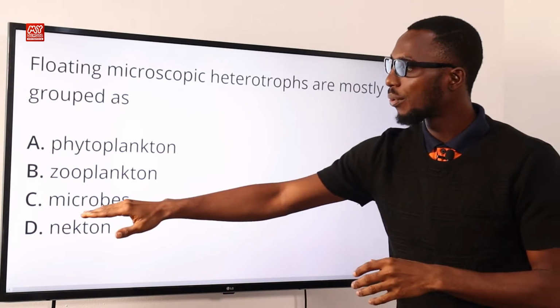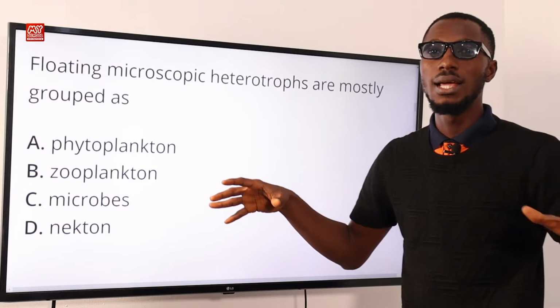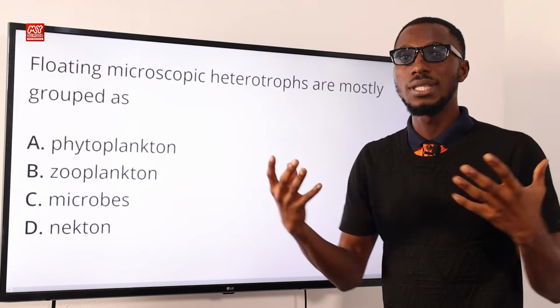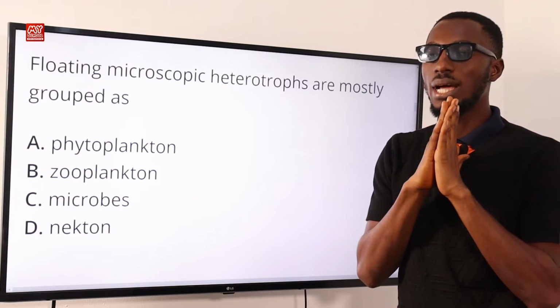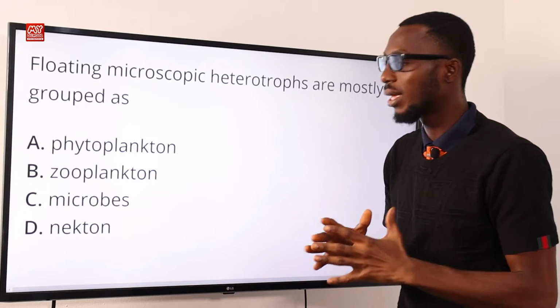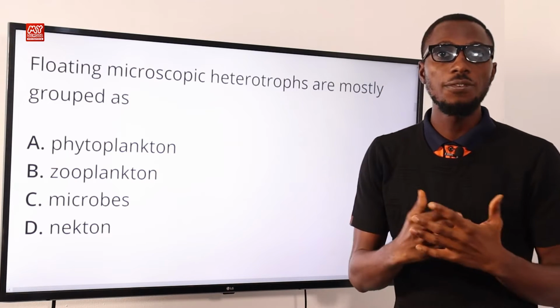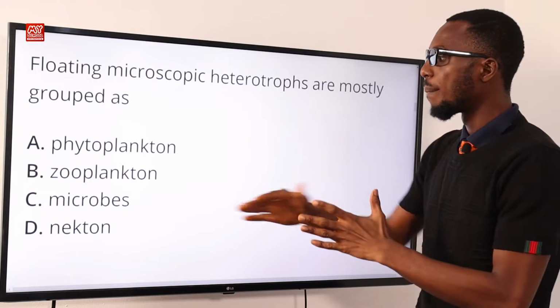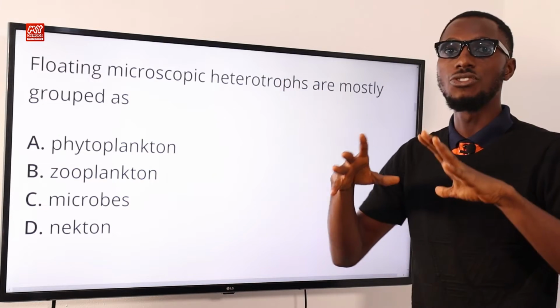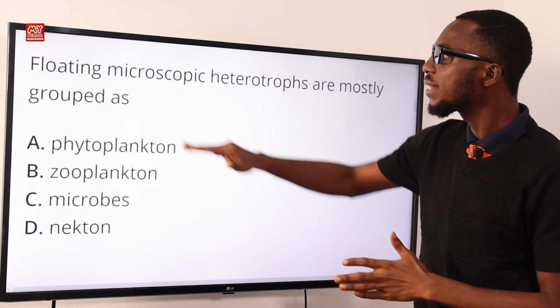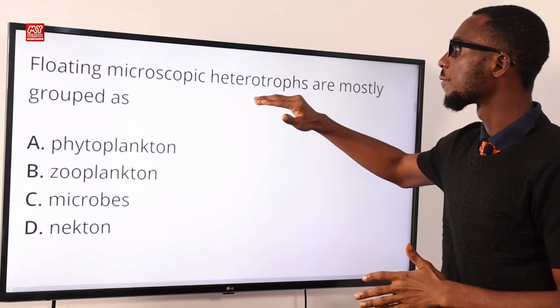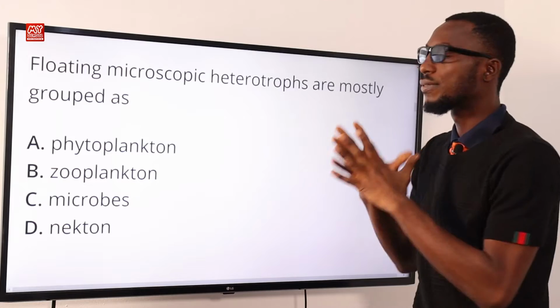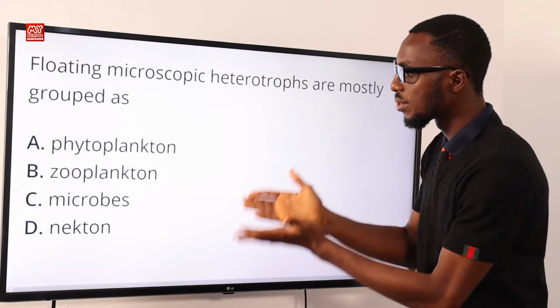When you talk about microbes generally, they are living organisms around us that we cannot see with our naked eyes. They have both harmful and beneficial effects to us and to our environment. So microbes is just a general description that fits microscopic, but not the term heterotrophs being combined. So let's go to nekton.